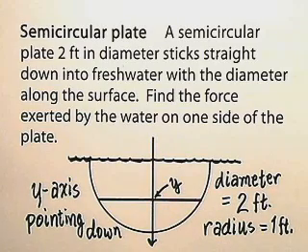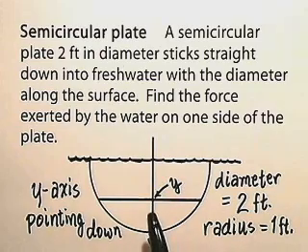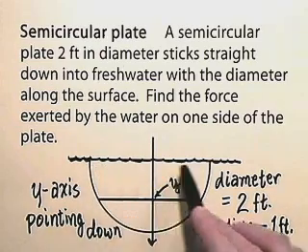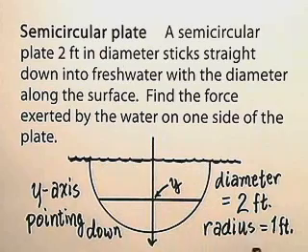Now keep in mind, when you submerge a plate like this into water, there is no net force on the plate. The water on one side pushes with the exact same force as the water on the other side, so they exactly balance each other. On the other hand, we know since the plate has a diameter of 2 feet, the radius is simply 1 foot.